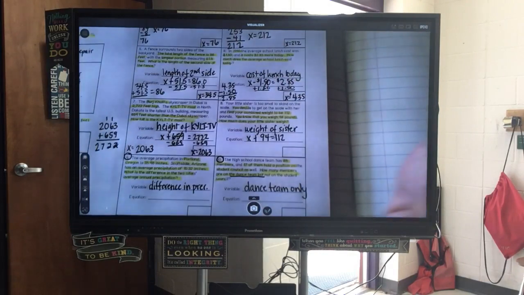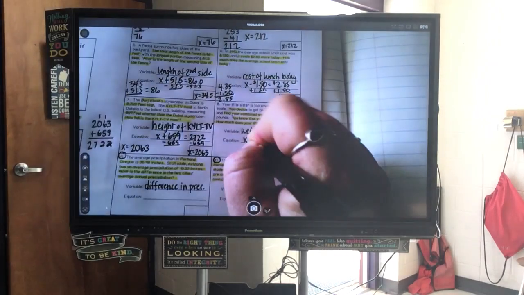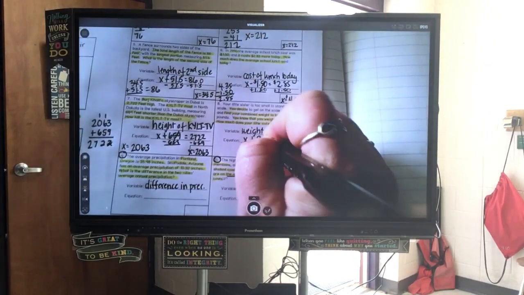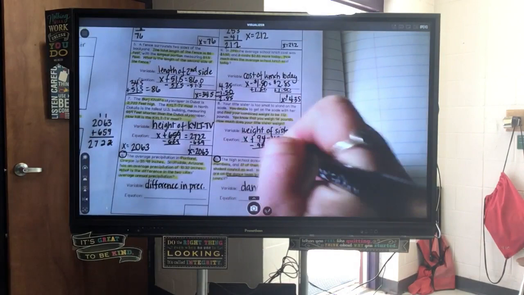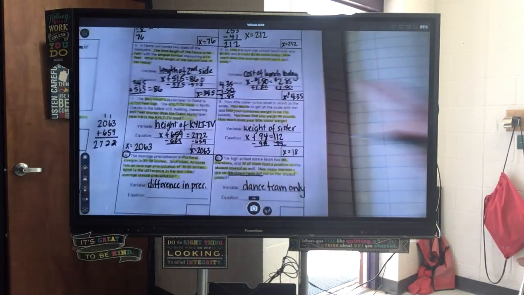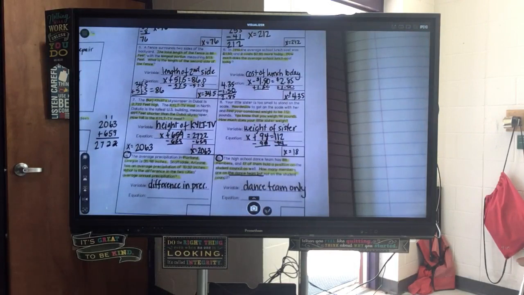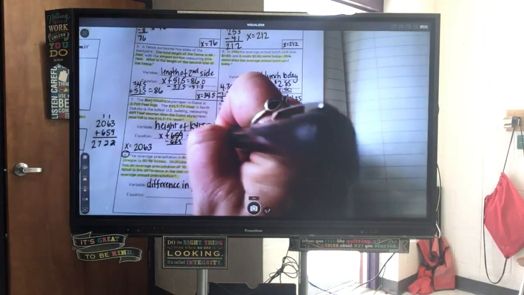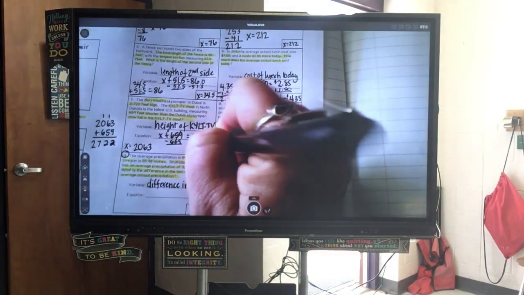Alright, what do we do to figure out what x equals here? And what do you get when you do 112 minus 94? And how do you figure that out? Like, what do you do with 18 to make sure you're right? So 94 plus 18 equals 112.